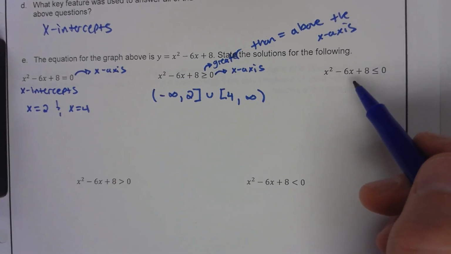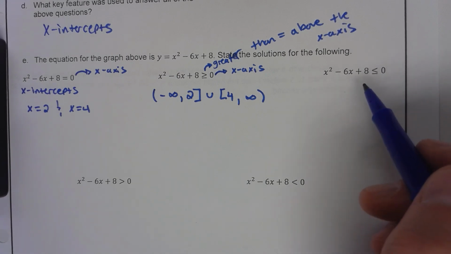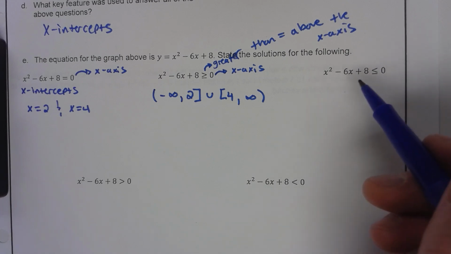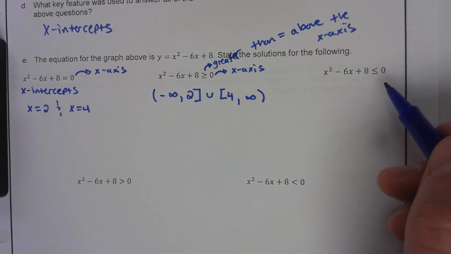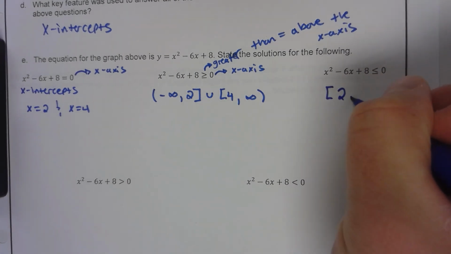Okay, so then the next inequality, if I just flip that sign, it's where is the quadratic less than or equal to 0, which has us identifying the values that are below the x-axis and on the x-axis. Well, that's from 2 to 4.